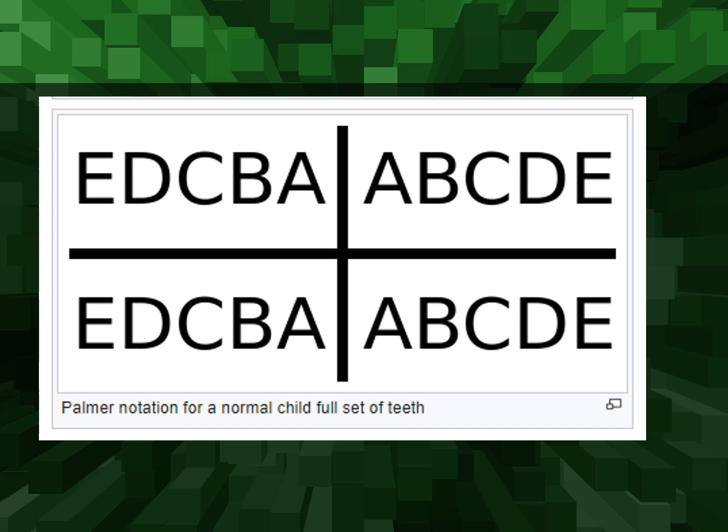But Palmer notation for a normal child full set of teeth looks like on this slide. And once again, notation with big Latin letters A, B, C, D, E.